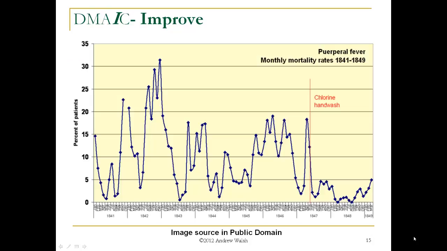As you can see, the percentage of patients who died of puerperal fever in 1842, around November, December, was over 30%. So you had a 1 in 3 chance of dying if you were pregnant going into the hospitals of those days. After Ignaz Semmelweis implemented his chlorine hand wash, we see around March of 1848, the death rate fell to 0.